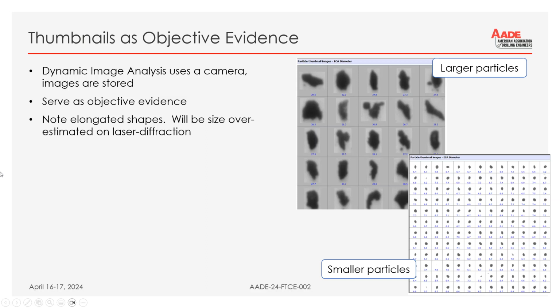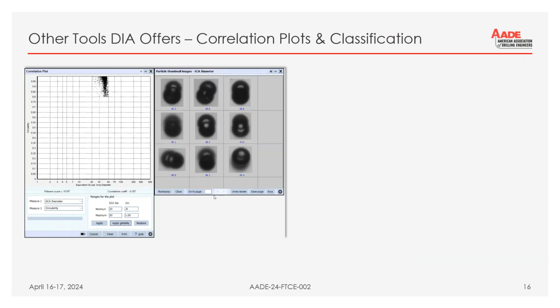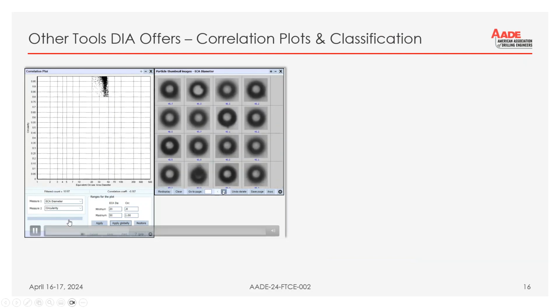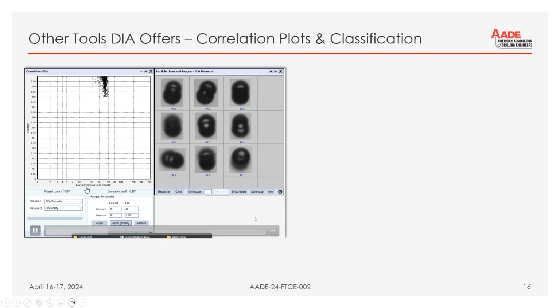Now, I'm not a fan of saying that dynamic imaging is just a pretty picture taker. It's not. Dynamic image analysis has an enormous amount of tools that help the drilling engineer. One of the tools, just as an example, are correlation plots. The drilling engineer has the ability of looking at these correlation plots that have different areas of distributions by doing a correlation of any two shape measures. In this case, we're doing a circularity versus size.